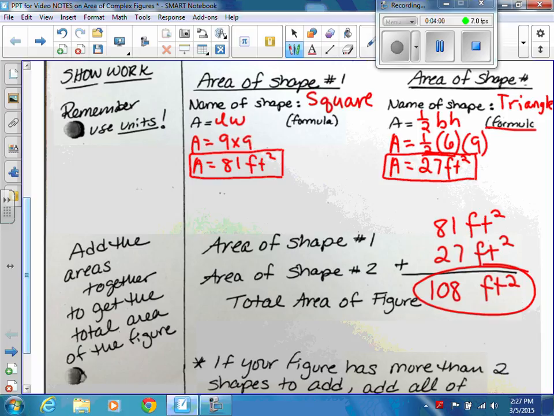Okay? So all we're going to do is, like I said, add up all of these. And if I had more than 2 shapes, I would add up all the shapes. This part, if you recall, is exactly what we did when we did our activity in the library. We had our first shape.